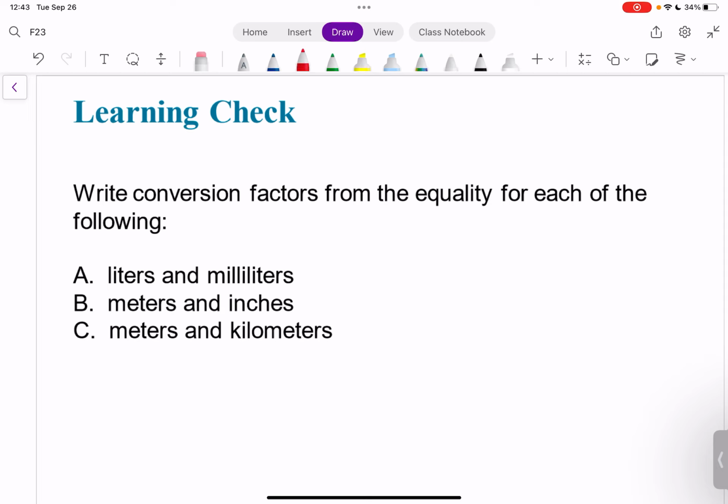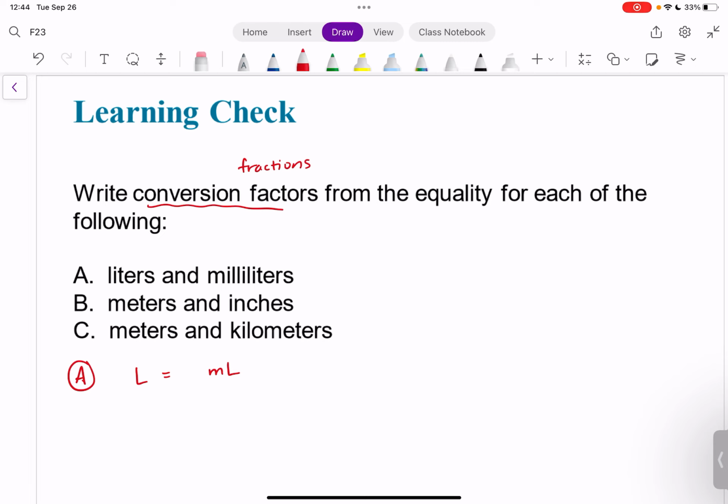So remember, this is a fancy way of saying fractions. And remember, there are two that you can write from any equality. Okay, so pause the video, try this out, and come back. All right, so for A, we have a relationship between liters and milliliters, and we remember this, right? This is one of the ones that you need to memorize, your base unit and milli, the prefix. All right, so first thing I always ask myself is which one is my bigger unit?